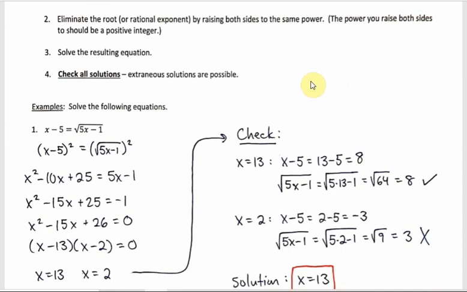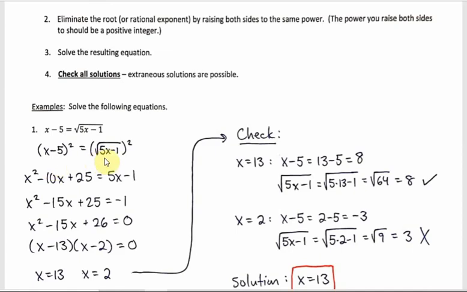For a lot of people, it just feels easier to be safe and check all roots, and that's totally fine. But here we're going to have to. It's an even root. So we've got this equation right here. The root's already by itself on the right, and it's a square root. So to get rid of that root, I'm going to square both sides.